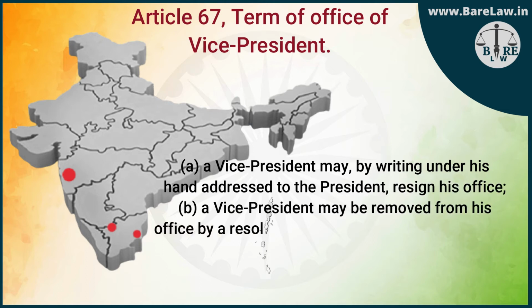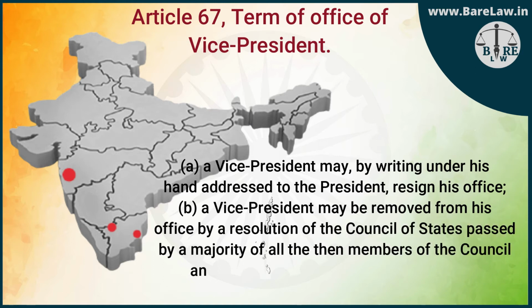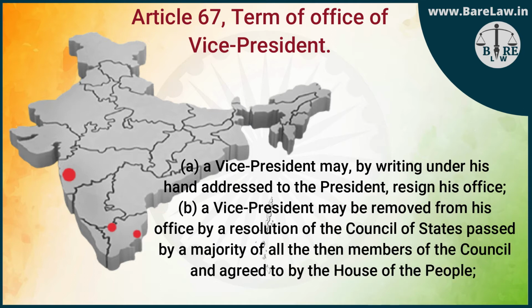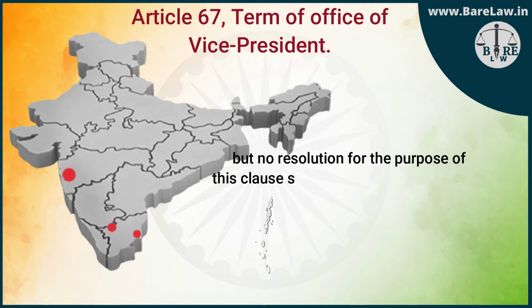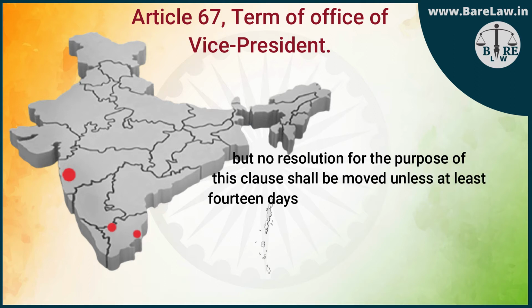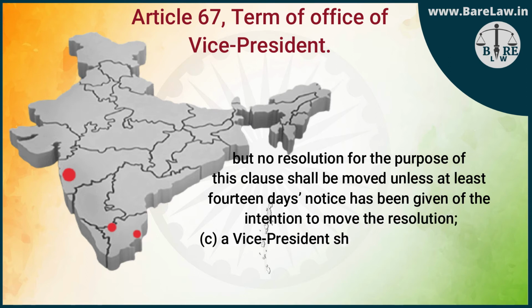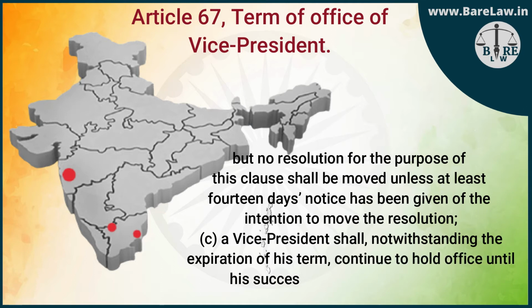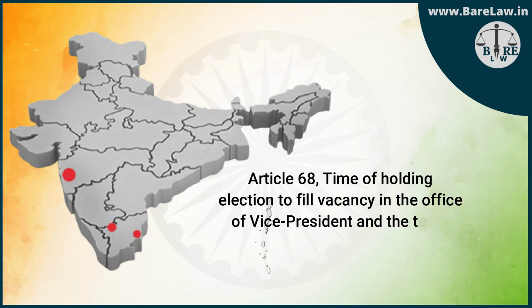b. A Vice President may be removed from his office by a resolution of the Council of States passed by a majority of all the then members of the Council and agreed to by the House of the People, but no resolution for the purpose of this clause shall be moved unless at least 14 days' notice has been given of the intention to move the resolution. c. A Vice President shall, notwithstanding the expiration of his term, continue to hold office until his successor enters upon his office.